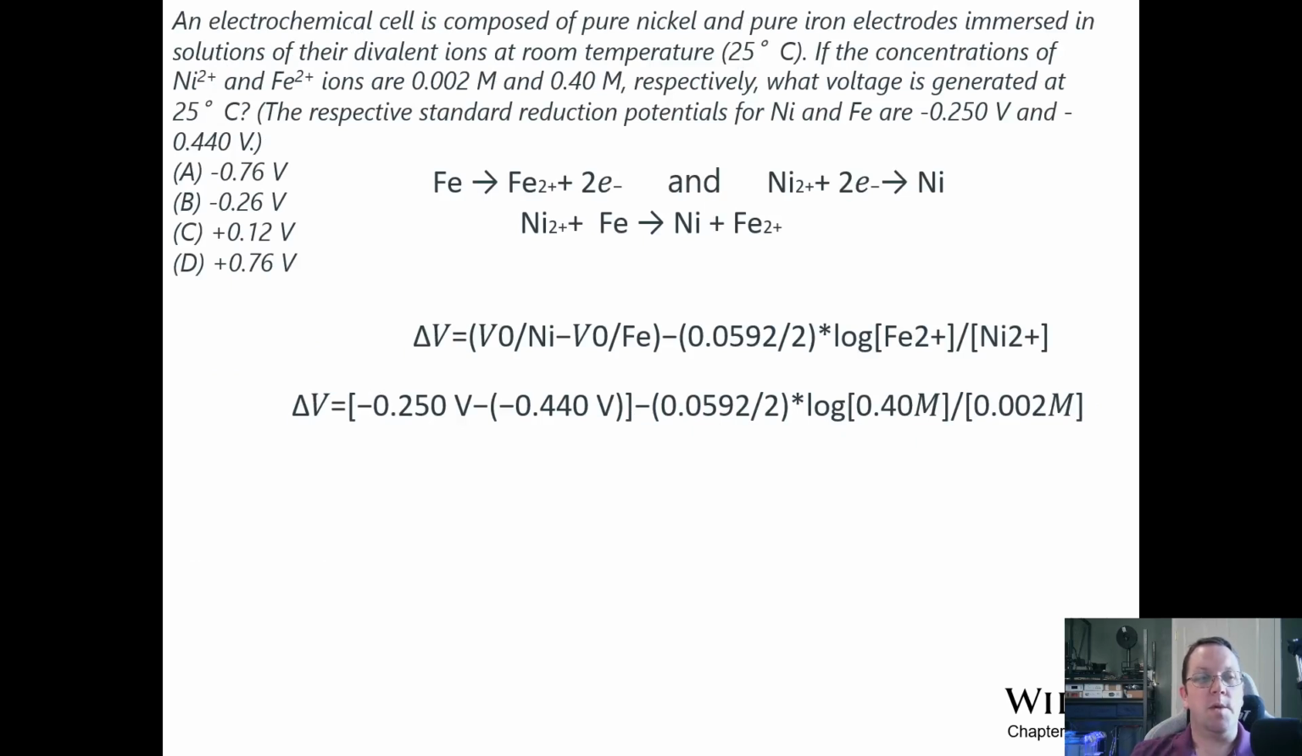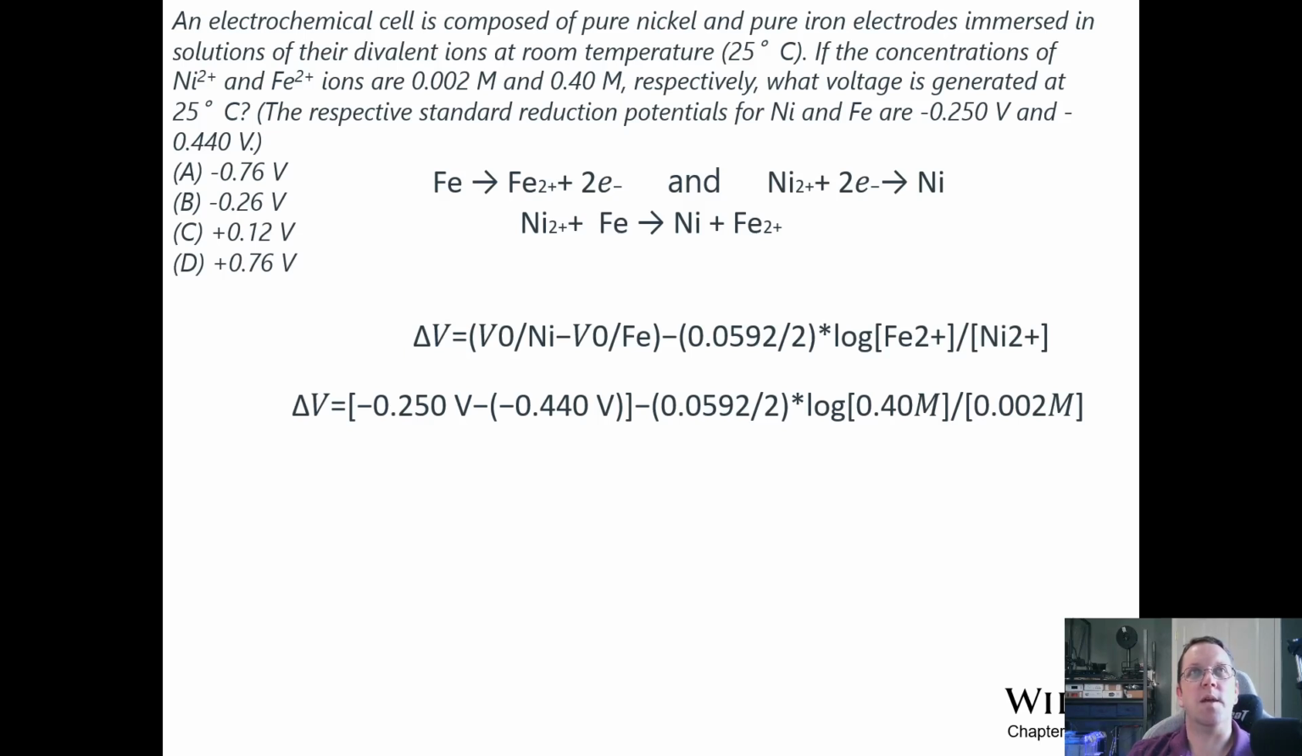So a last problem example here is going to be looking at an electrochemical cell. So a pure nickel and pure iron electrode immersed in the solution with divalent ions at room temperature. If the concentration of these two, and they could change out the molarity, they could change out all of these different things. So looking at two completely different molarities of solutions, we're looking to see what voltage is generated at 25C. So this is, again, a basic chemistry question. You've seen examples of these from long ago, but the concept here is the same.